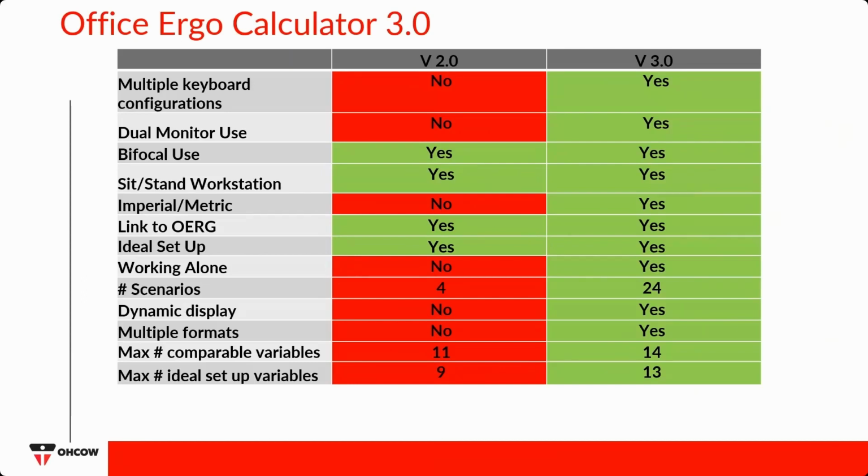Version 2 addressed 4 possible scenarios. Version 3 allows for 24. Version 3 also accounts for dynamic display, multiple formats, and has increased the maximum number of comparable variables from 11 to 14, and the max number of ideal setup variables from 9 to 13.